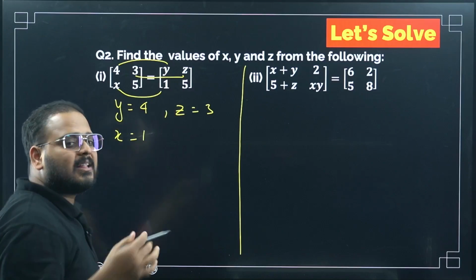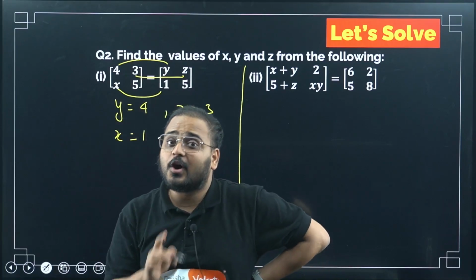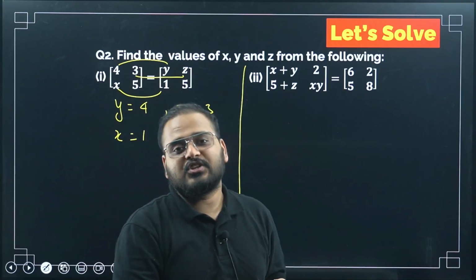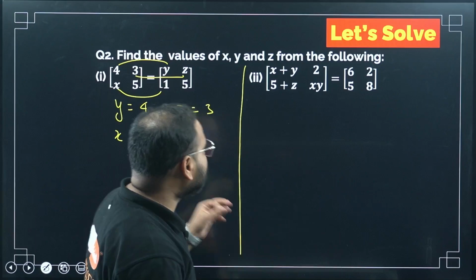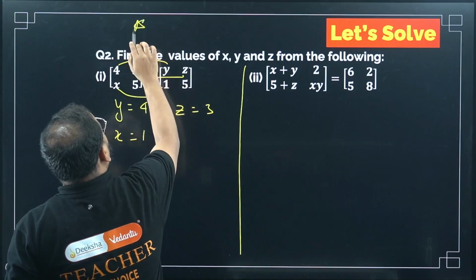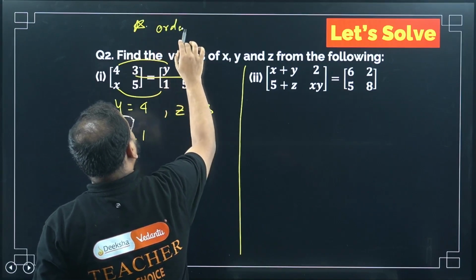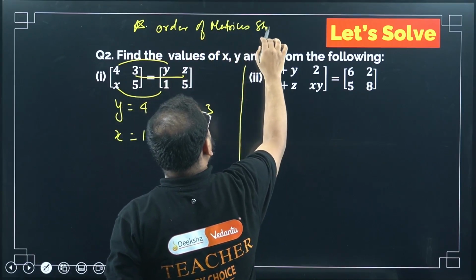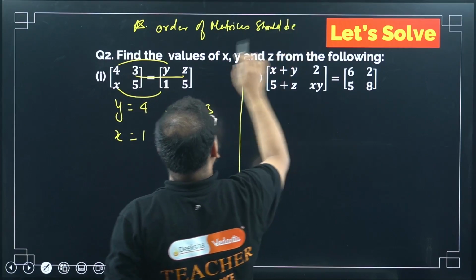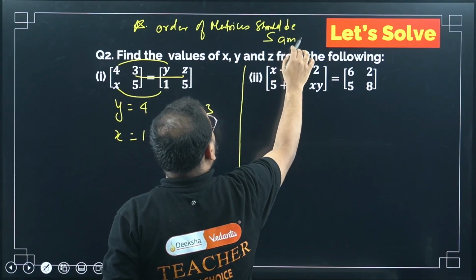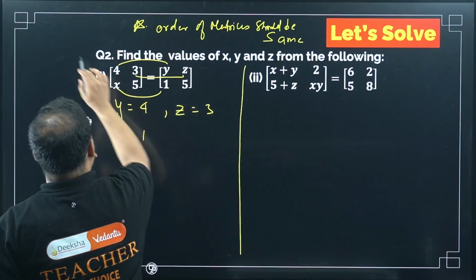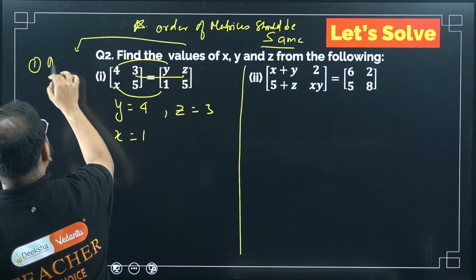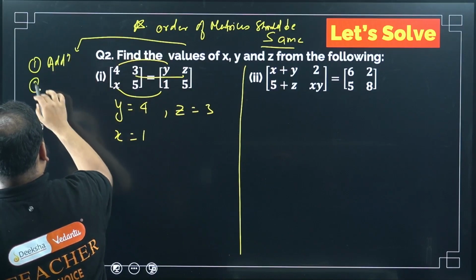Okay, so you can compare the matrices, you can add the matrices only if the order is the same. Do not forget this. If the order is different, it is not conformable for addition or comparison. Order has to be the same. So if you want, you can write a point here: order of matrices should be the same, for addition or comparisons.